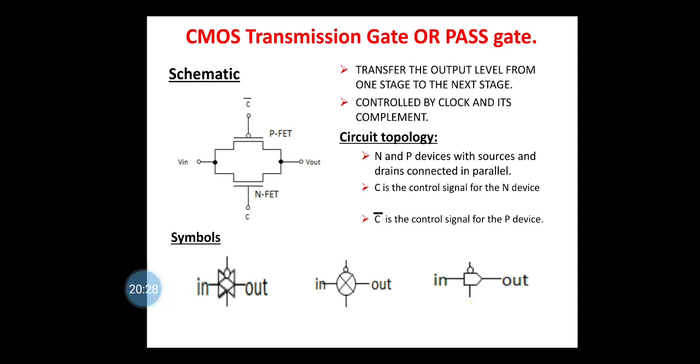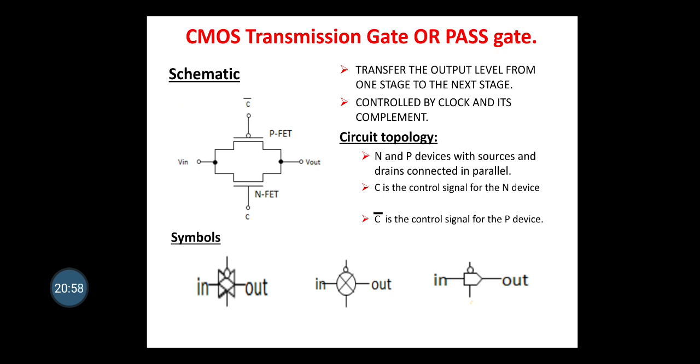So here you can see the logic symbol of the CMOS transmission gate or pass gate. All the symbols of the transmission gate are shown here. There is one input and one output, and there are two control signals, that is C and C bar. The working of a transmission gate.